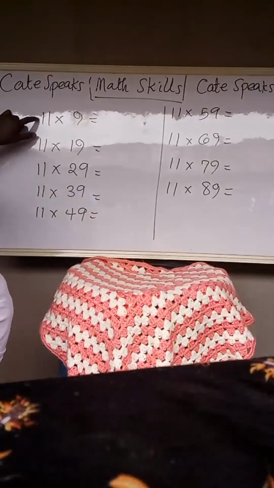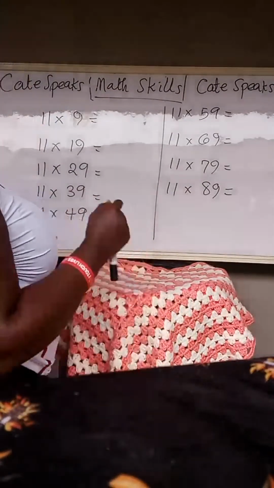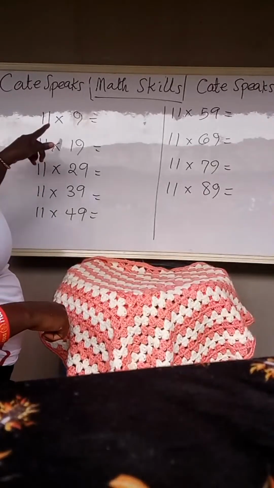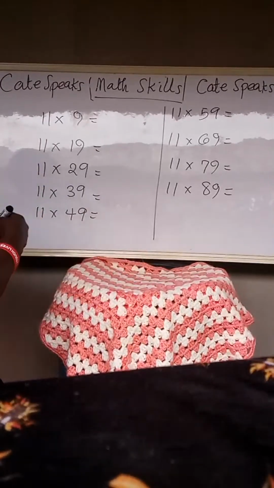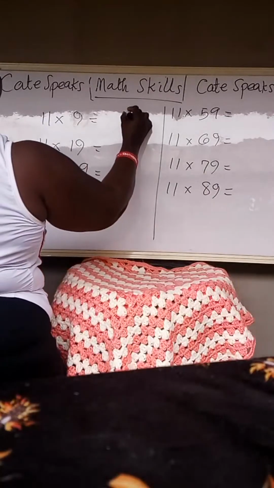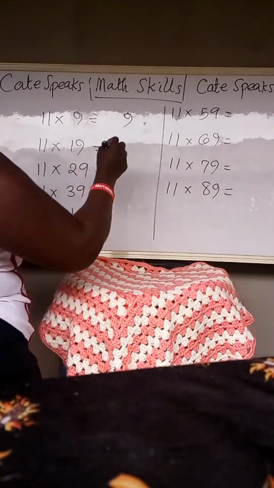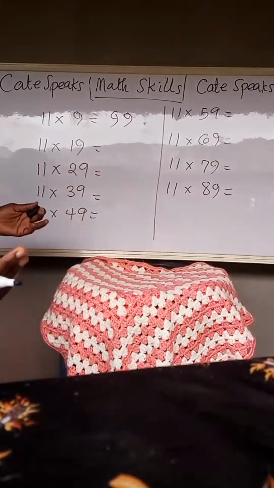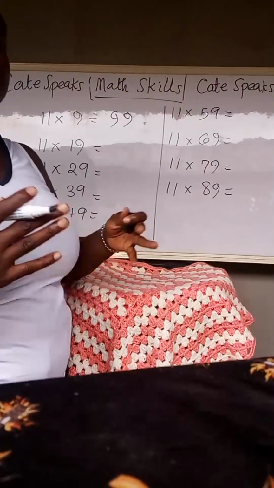So we'll start with 11 times 9. 11 times 9 is 99, because this is just 1 and 1. So 9 times 1 is 9, while 9 times 1 again is 9. So definitely 11 times 9 is 99.